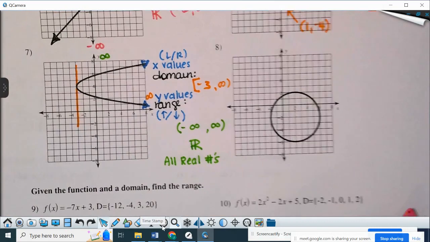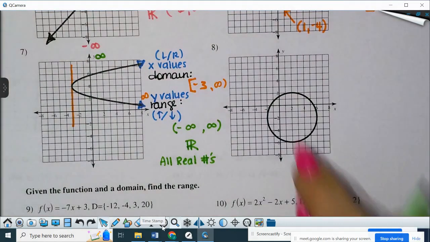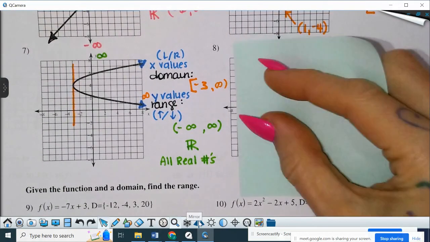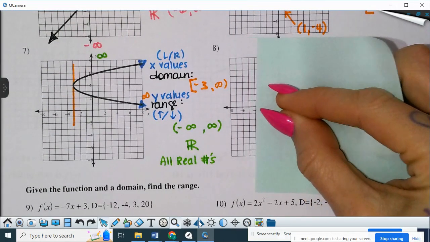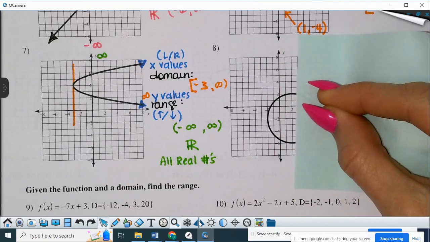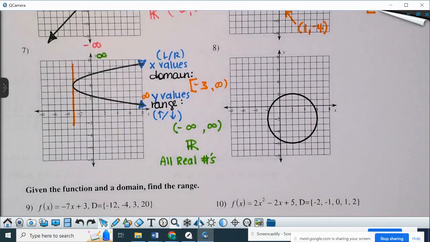Okay, number 8. So this is different. Is number 8 a function? Will it pass the vertical line test? So vertical line test, you can use a pencil, piece of paper, your finger. Does it touch only once? No, it does not. So this is not a function. It is a circle. It is a relationship between x and y values. So it's a relation, but it is not a function.